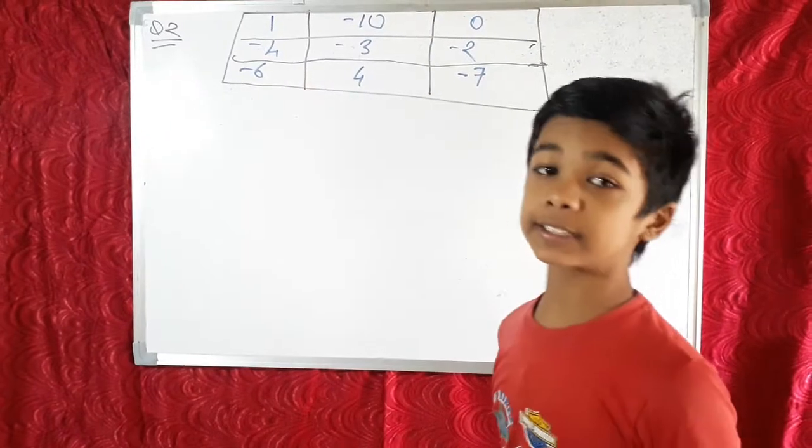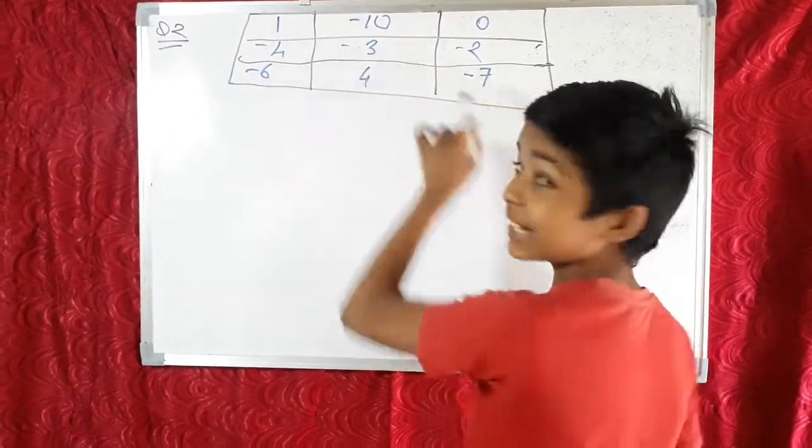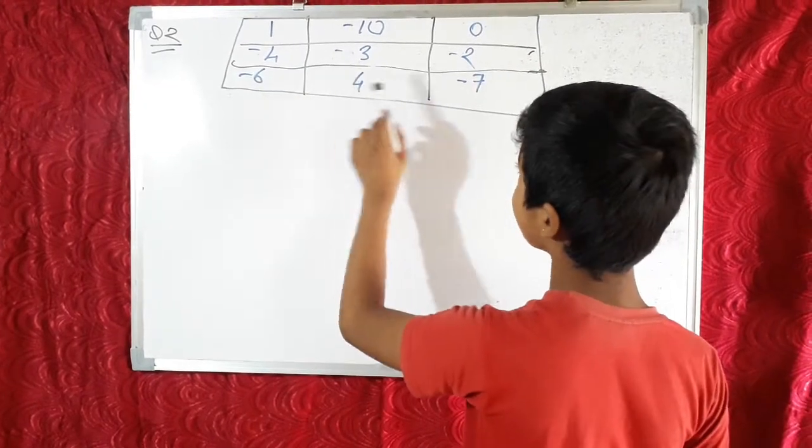So friends, it is our second magic square. What is it? 1, minus 10, 0, minus 4, minus 10, minus 2, minus 6, 4 and minus 7.